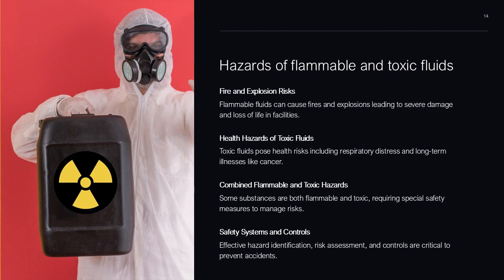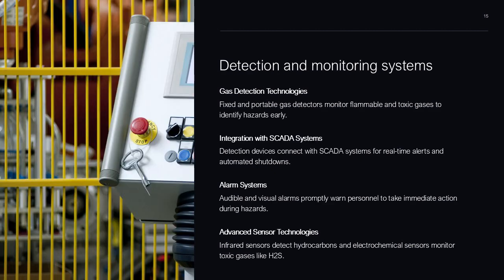These risks necessitate robust safety systems, including hazard identification, risk assessment, and implementation of engineering and administrative controls. Failure to manage these hazards can lead to incidents with severe consequences for personnel and the environment. Detection systems are critical for early identification of leaks or hazardous concentrations. Gas detectors, both fixed and portable, are widely used to monitor flammable and toxic gases.